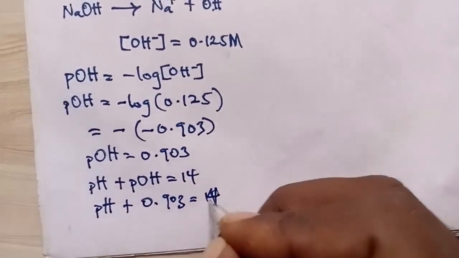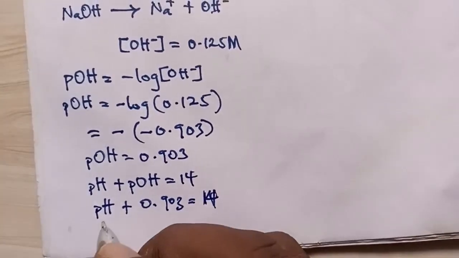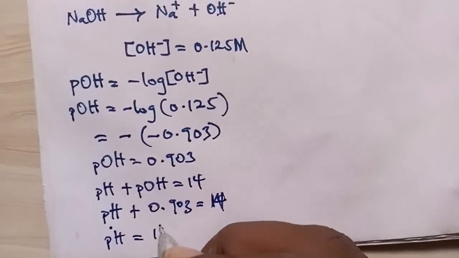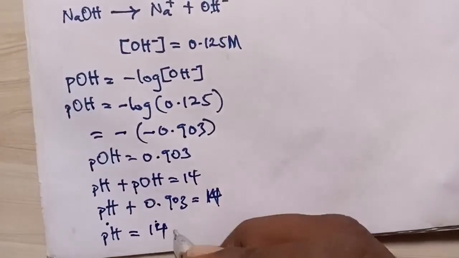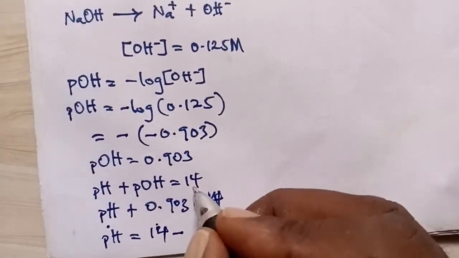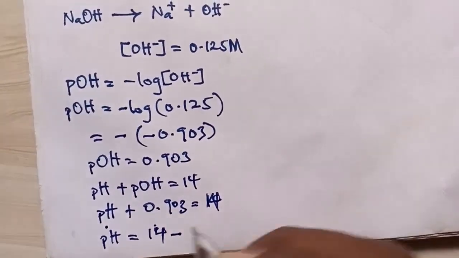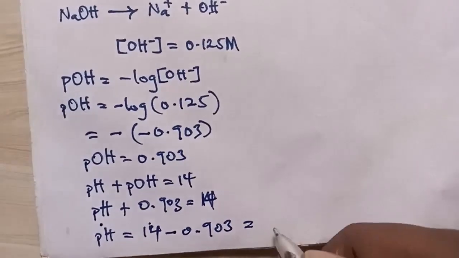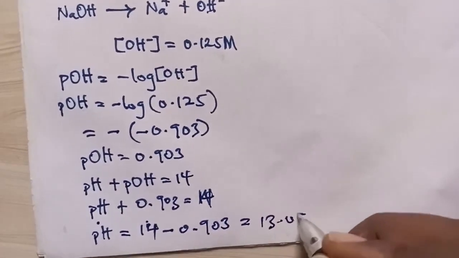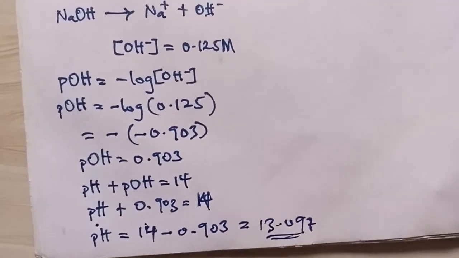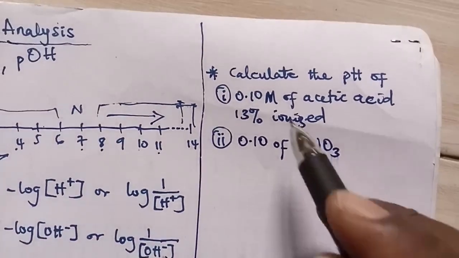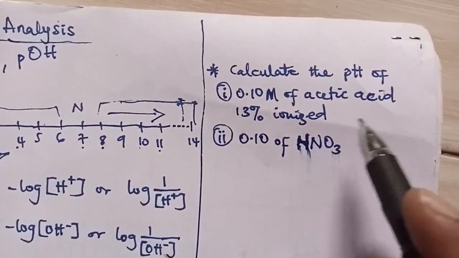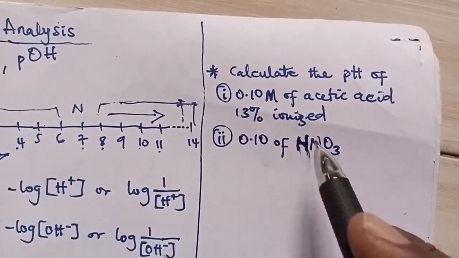If we now make pH the subject of the formula, it will be that pH will be equal to 14 minus this value, which is minus 0.903. And if we press that, we'll get 13.097. That's the pH. This question says calculate the pH of 0.10 molar of acetic acid, 13% ionized.